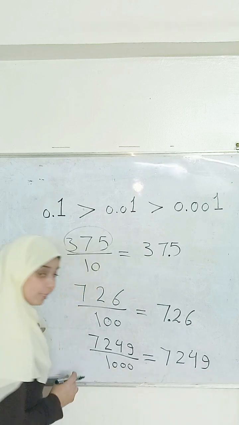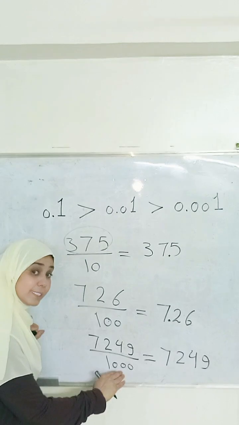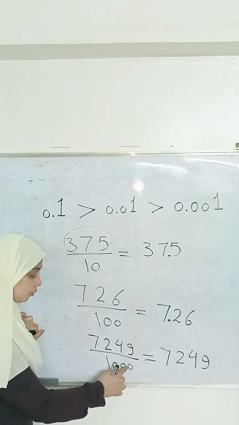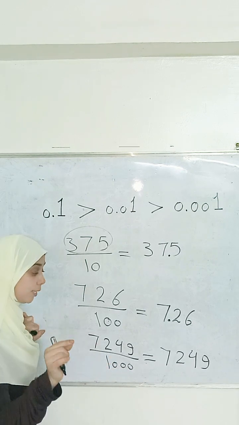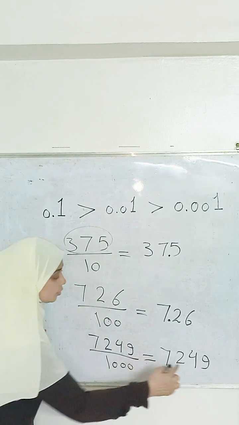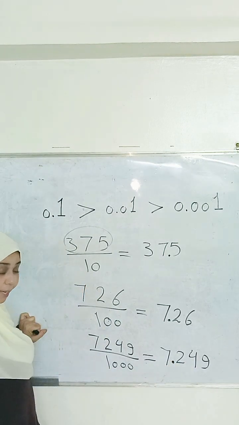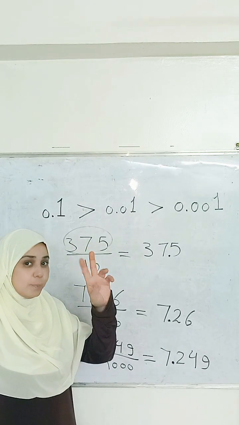7,249. Step number 2, look at the denominator. How many zeros in the denominator? 1, 2, 3. That means we will put the point after 3 digits. 1, 2, 3 here.